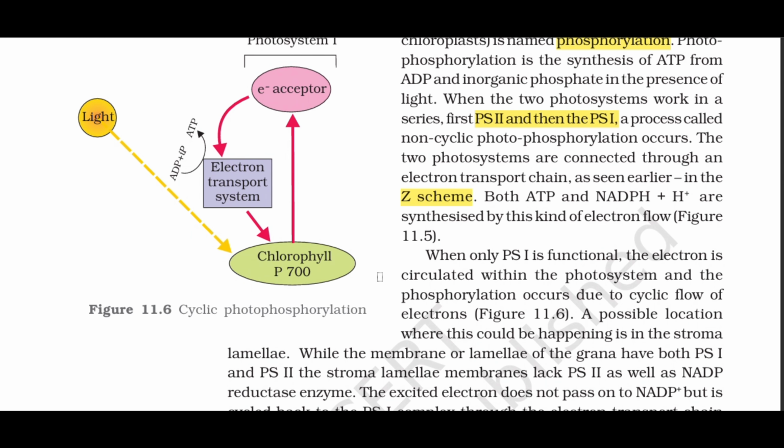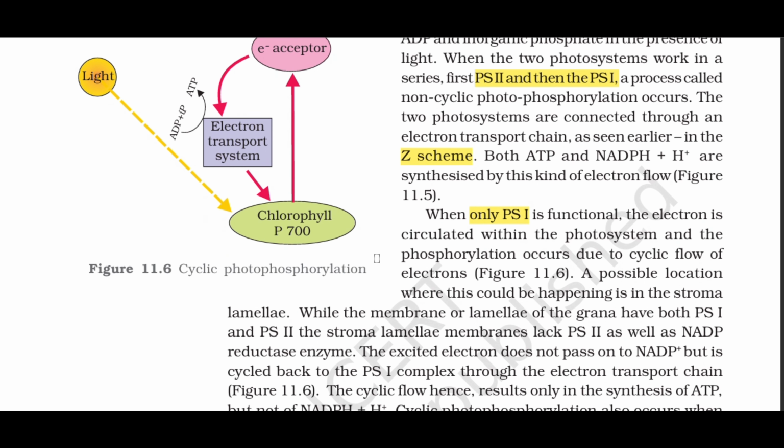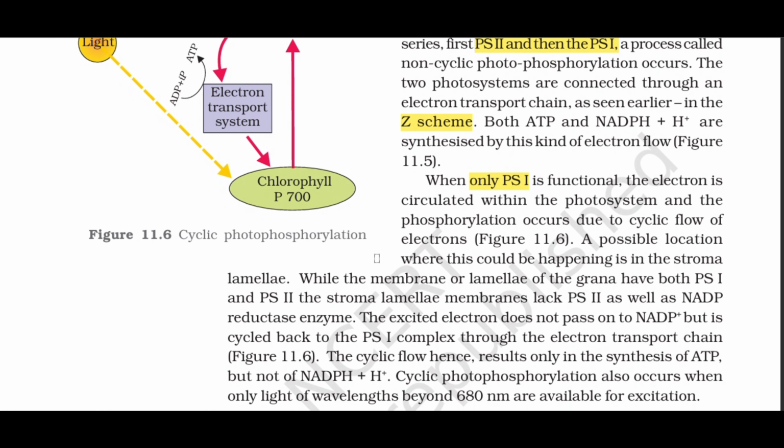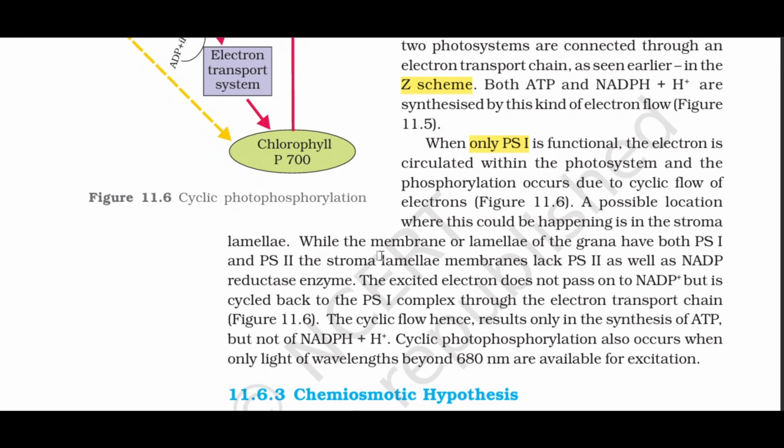When only PS1 is functional, the electron is circulated within the photosystem and the phosphorylation occurs due to cyclic flow of electrons, figure 11.6. A possible location where this could be happening is in the stroma lamellae. While the membrane or lamellae of the grana have both PS1 and PS2, the stroma lamellae membranes lack PS2 as well as NADP reductase enzyme.